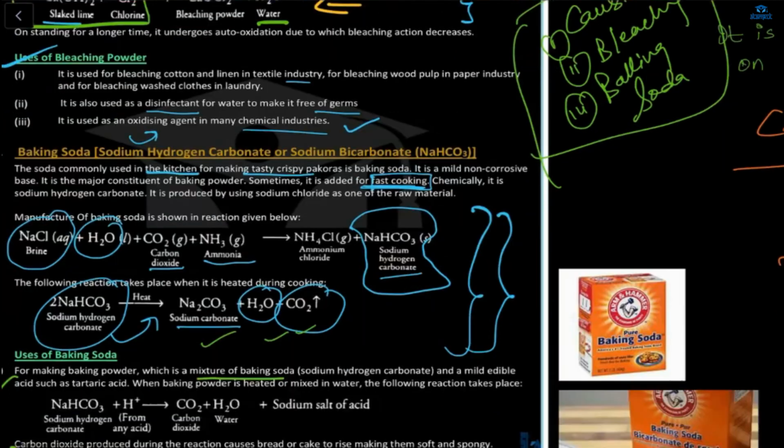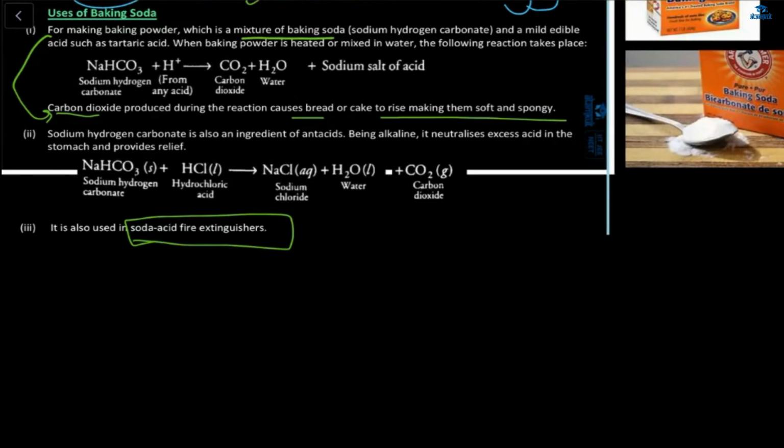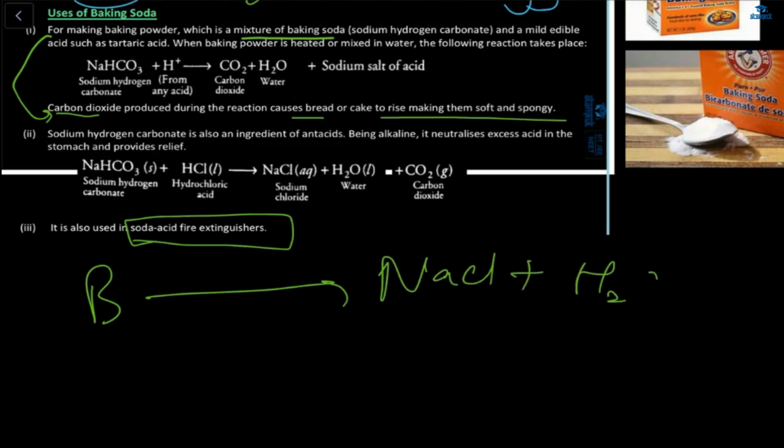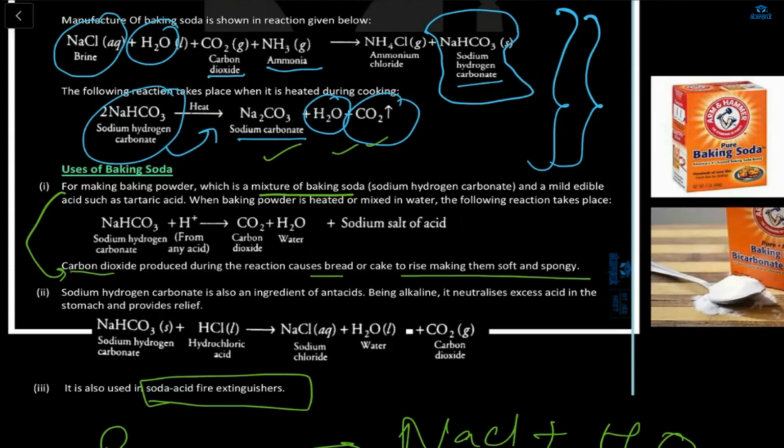And now, Shazan, you tell me what is the process of making baking soda. Ma'am, NaCl plus water, brine solution, that only NaCl brine solution, water, and sodium bicarbonate, carbon dioxide and ammonia. Brine, water, carbon dioxide and ammonia.